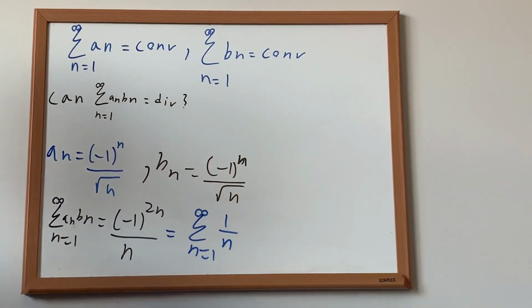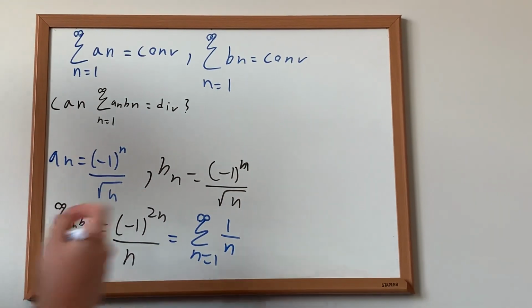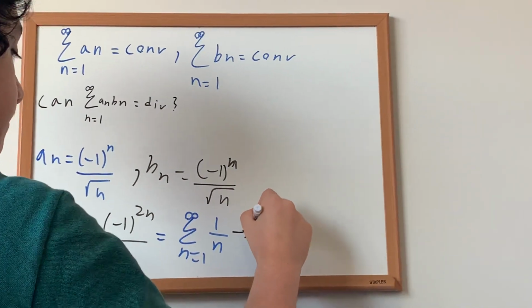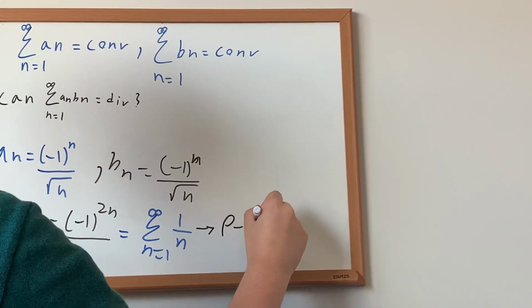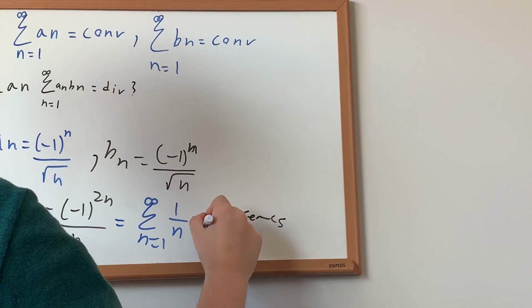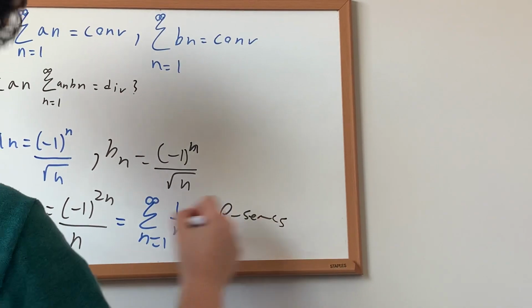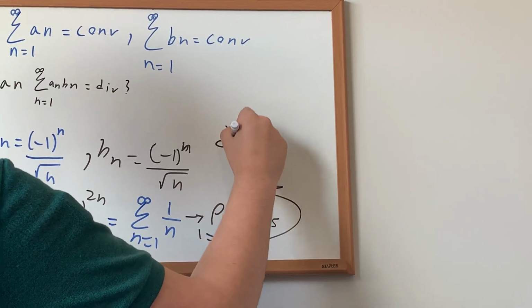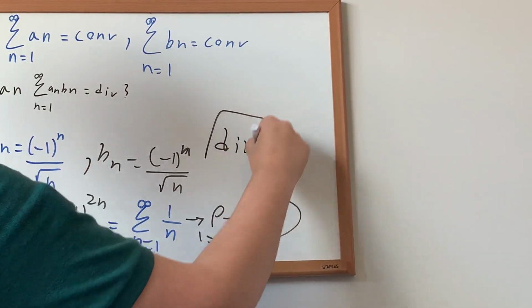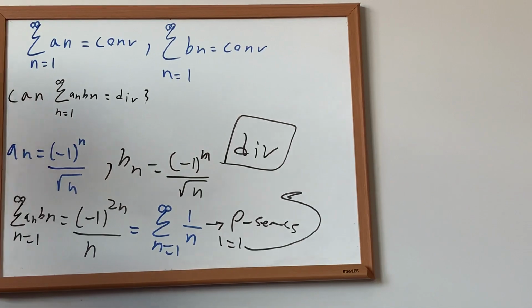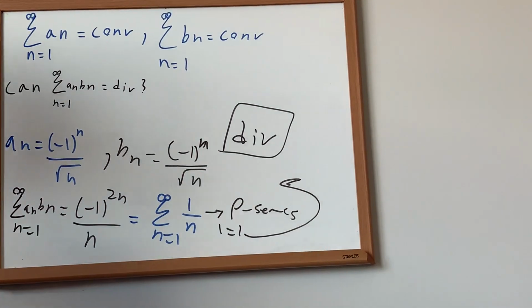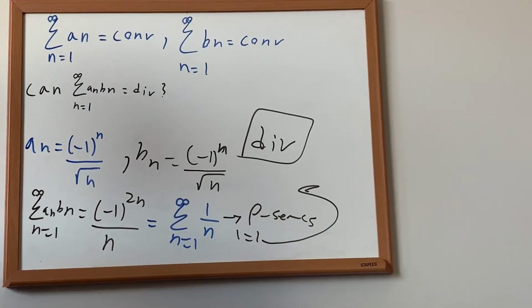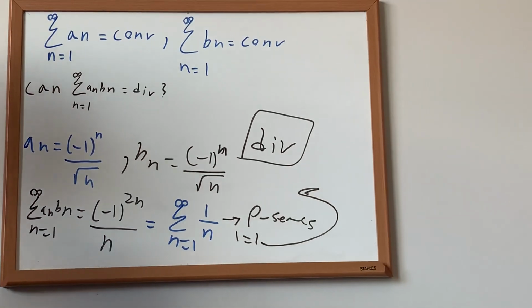And this is a harmonic series. We can write by the p series test that p is equal to 1. And because of that, we can conclude that this series diverges. And this is one of the examples that can work.